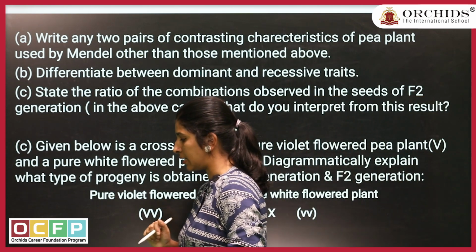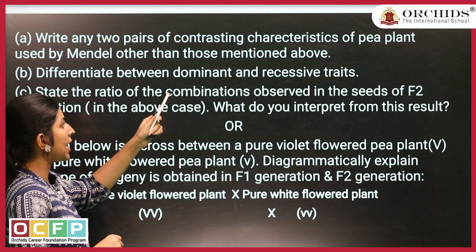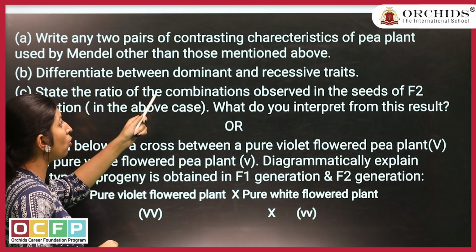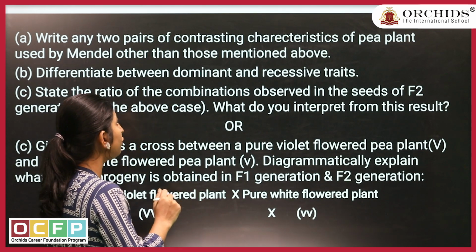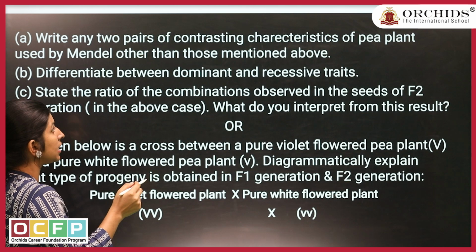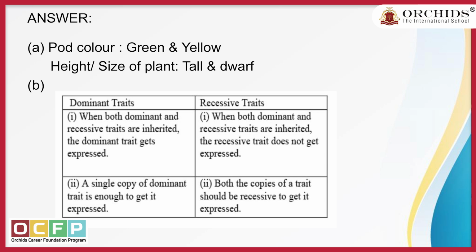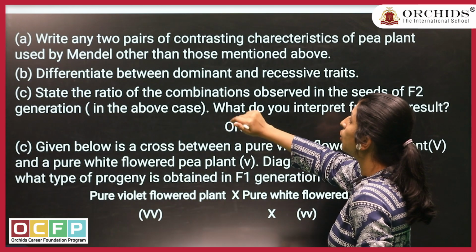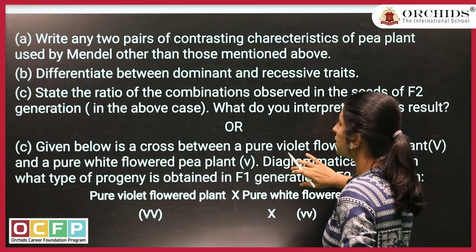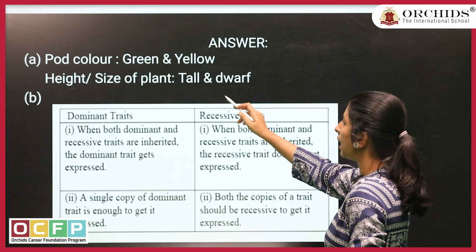So let's analyze the first question. The first question is very simple and it's a theory-based question as well. Write any two pairs of contrasting characteristics of pea plant used by Mendel other than those mentioned above. Already they gave us the color of the seeds, round, yellow and green wrinkled. So now we have to take the other two pairs of contrasting characteristics of pea plant used by Mendel other than the ones mentioned there. We have already 7 contrasting characters taken by Mendel to do his crosses. So in this case, I gave you 2 options. They are asking us actually 2 pairs of contrasting characteristics. So in this case, I am writing here 2 options: the pod color, green and yellow, and height, size of the plant, tall and dwarf.